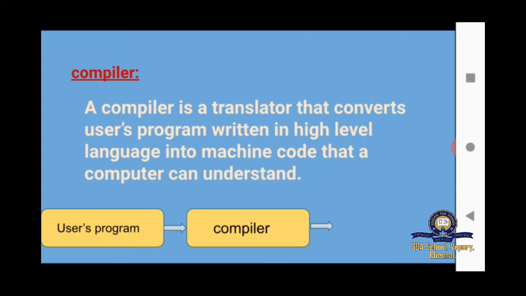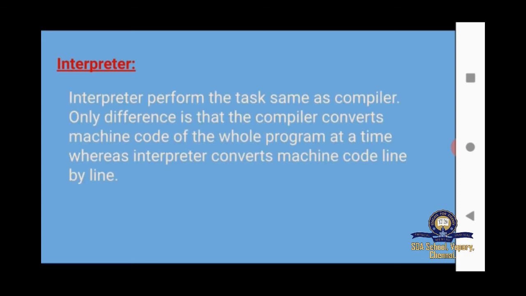The user program is given to the compiler, which translates it into machine code. The next thing is the interpreter. The interpreter performs the same task, but a compiler converts the whole program. If we give any program or any data, it converts the whole program into machine code. But an interpreter converts into machine code line by line.